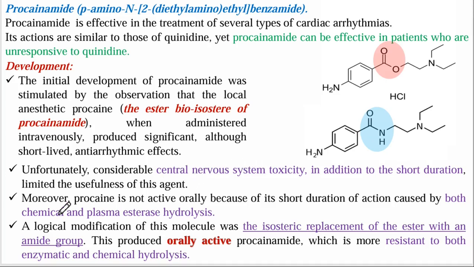So it is hydrolyzed either chemically or by plasma esterase. The logical modification of this molecule was the isosteric replacement of the ester group with an amide group. Simply, from procaine they made procainamide. There was a replacement of the ester, so this can be given orally, while procaine cannot be given orally. It is resistant to both enzymatic and chemical hydrolysis.